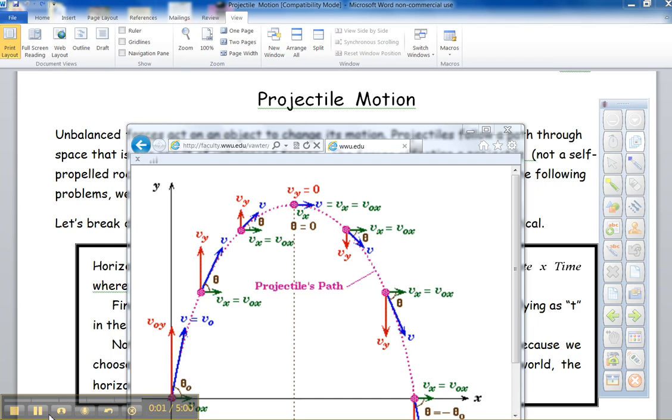This is a little tutorial on projectile motion, so you can understand how an object moves through space when it's thrown or when it's dropped. So this right here represents the path of an object that was thrown up into the air. Here it reaches its maximum height, and then here it goes down and hits the ground.